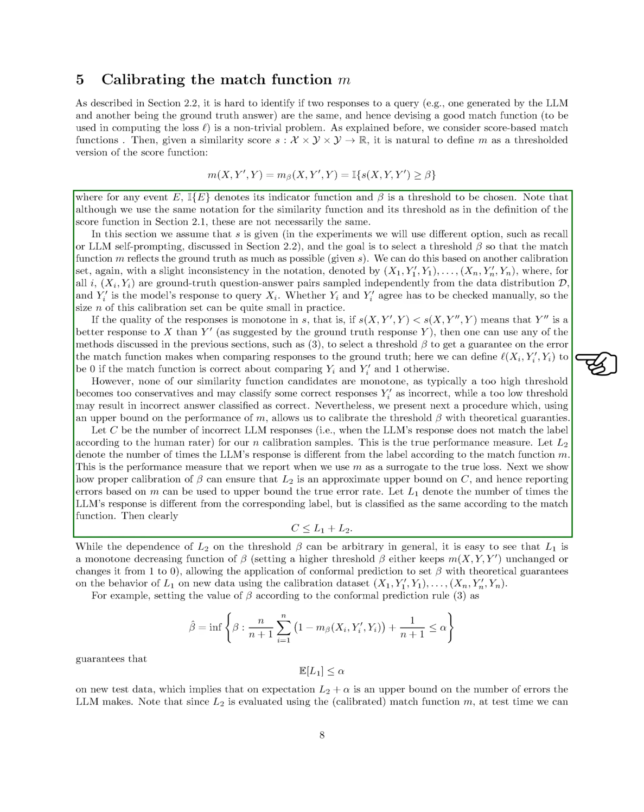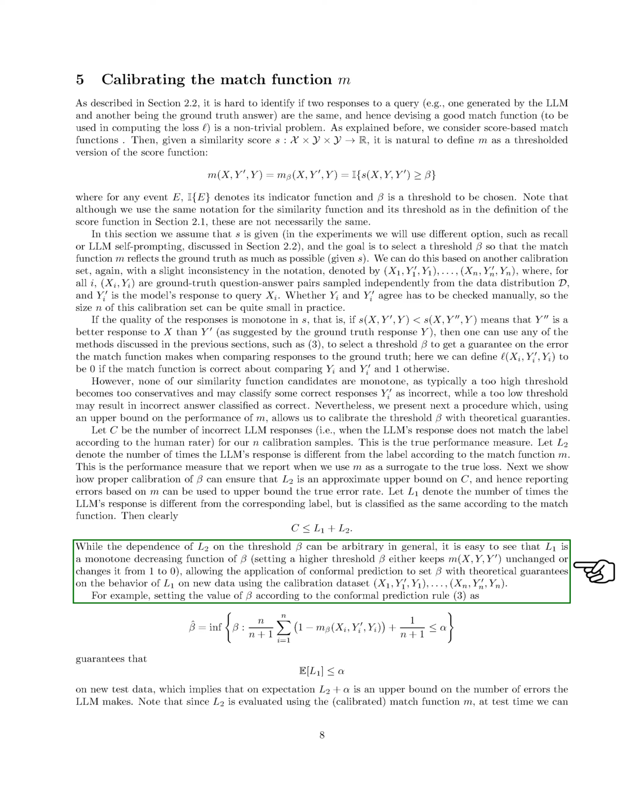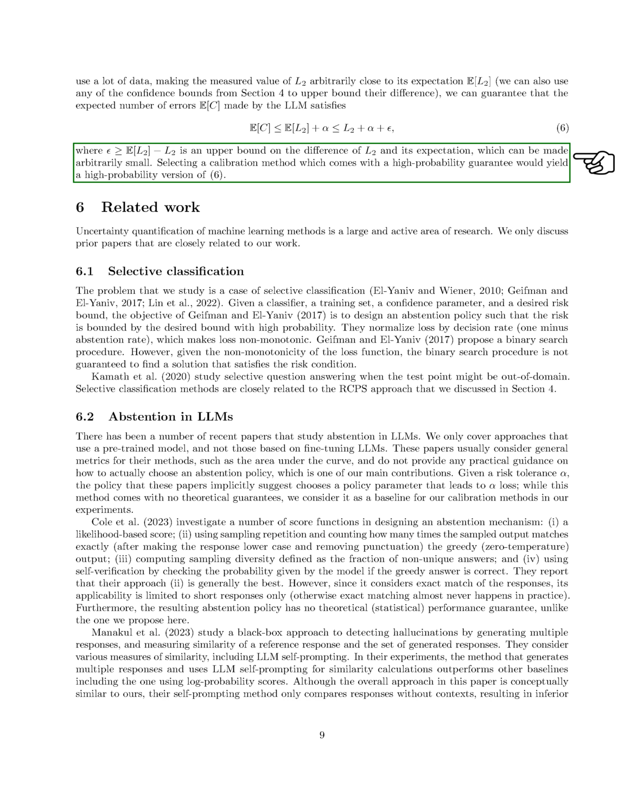This calibration process involves considering the number of incorrect LLM responses and ensuring that the reported errors based on the match function provide an upper bound on the true error rate. By setting beta according to conformal prediction rules, we can guarantee the behavior of the match function on new data. This approach allows us to control the expected number of errors made by the LLM and ensure reliable performance evaluation.